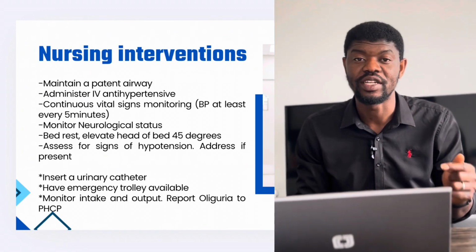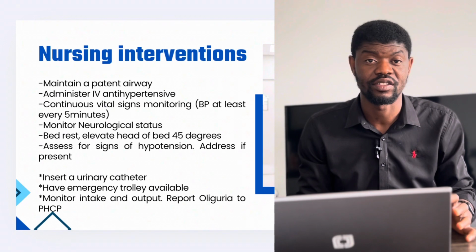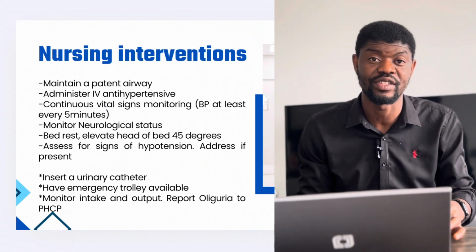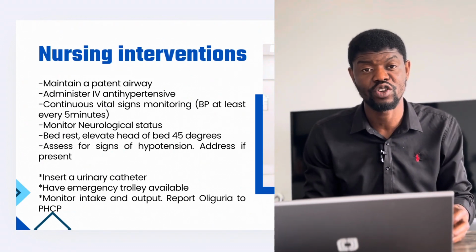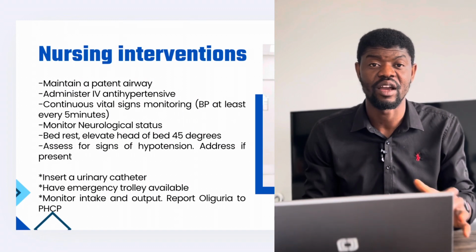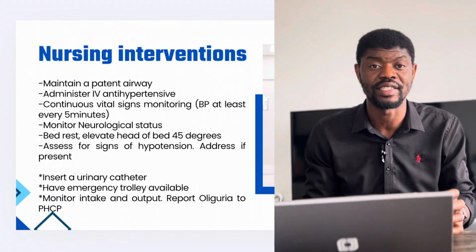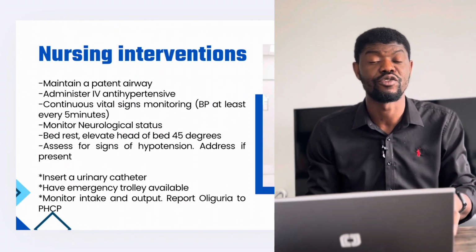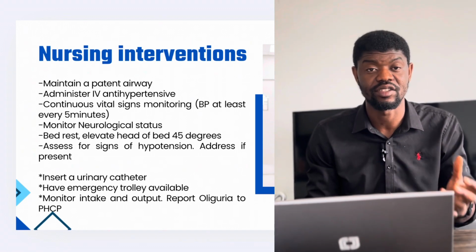You want to monitor your patient's neurological status. This is very important because with such high blood pressures, you are usually likely going to get some form of a hemorrhagic stroke. And so you want to monitor any changes in neurology, and you want to report it as soon as it is noticed.